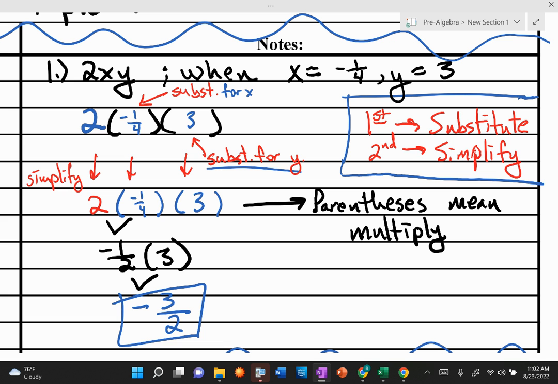What's our second step after we substitute? Simplify. Yep, so you're putting everything together. So 2 times negative 1/4 came out to be negative 1/2. And then that times 3 is going to be negative 3/2.